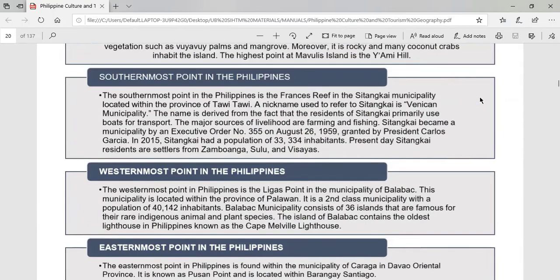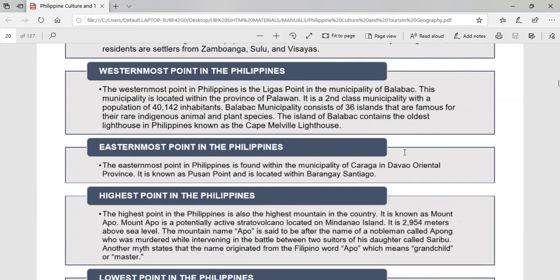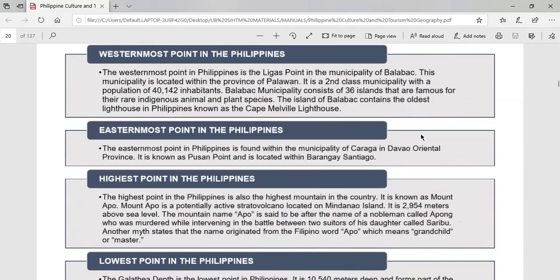The southernmost point in the Philippines is the Frances Reef. And the westernmost point in the Philippines is the Ligas Point, which is located in the municipality of Balabac. The island of Balabac contains the oldest lighthouse in the Philippines, known as the Cape Melville Lighthouse. Again, class, the oldest lighthouse is the Cape Melville Lighthouse, located in Balabac, which also has the westernmost point, the Ligas Point.